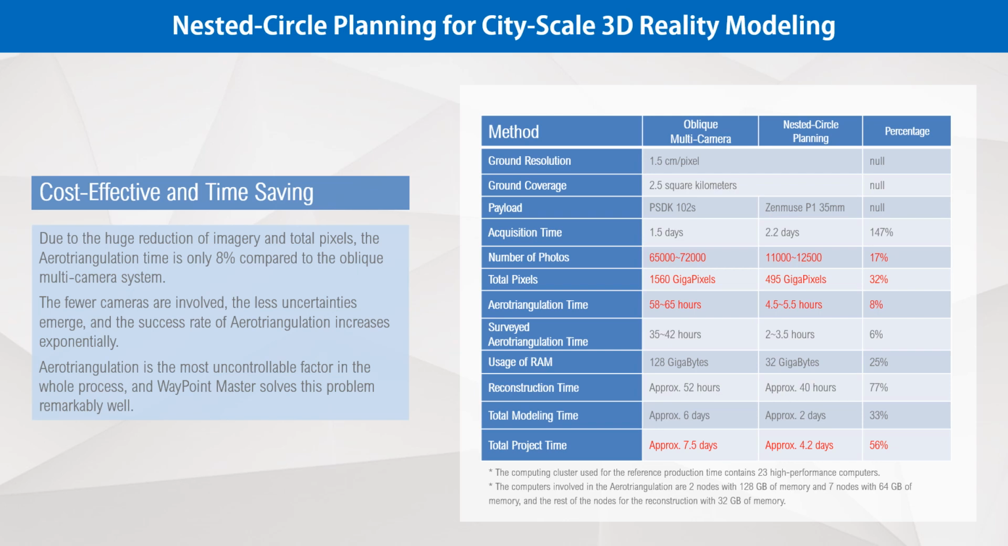It is well known that with fewer cameras, there is less uncertainty, and the success rate of aerial triangulation increases exponentially. That's why photos acquired by nested circle planning can successfully pass aerial triangulation in such a short time. Aerial triangulation is the most uncontrollable factor in the whole process, and WayPoint Master solved this problem really well.